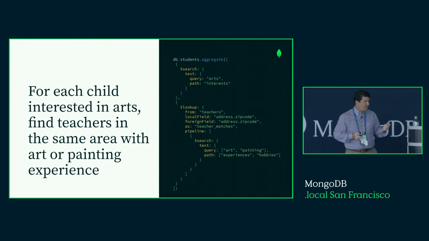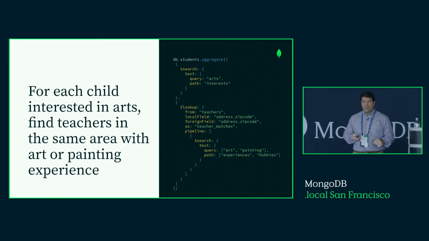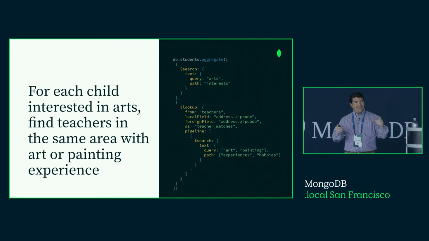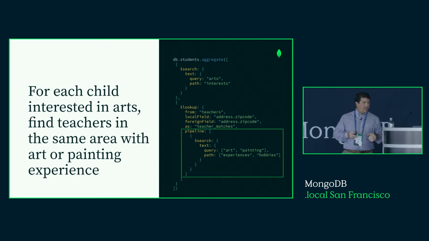Similar with a quick example, right? The idea here with $lookup and $search is being able to combine that $search into a sub-pipeline of your lookup phase. So again, we can highlight that, and again, very powerful.